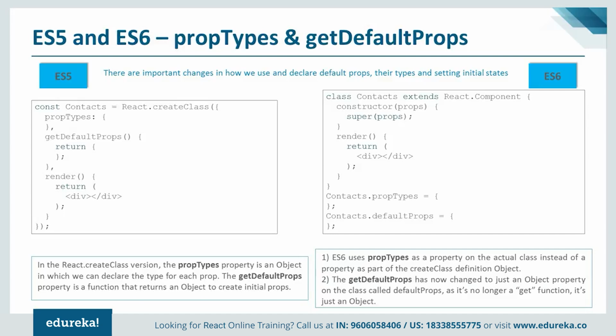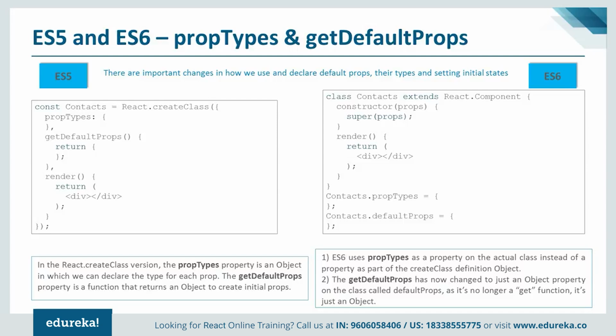The propTypes and the getDefaultProps. In ES5, this is the ES5 code and this is the ES6 code on the right hand side. On the left hand side in the ES5 code, in the React.createClass version, the propTypes, as you can see over here in the code, is a property. The propTypes is a property, an object in which we can declare the type for each prop. The getDefaultProps property is a function that is returning an object to create the initial property. ES6 uses propTypes as a property on the actual class instead of a property as part of the createClass definition object.